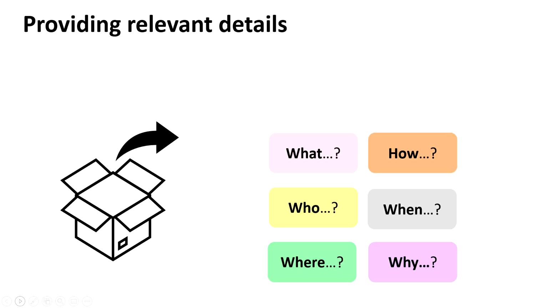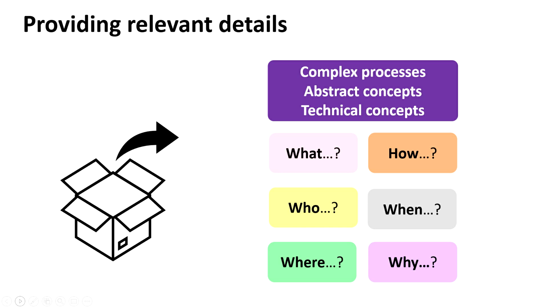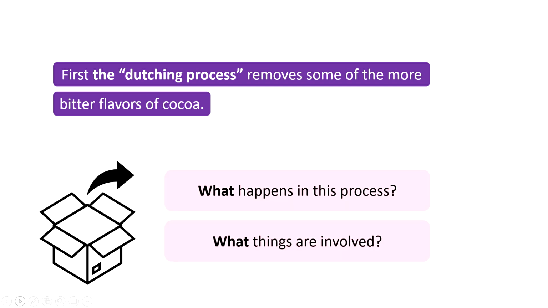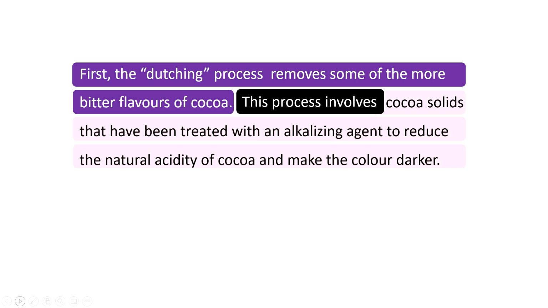Three common things to unpack are complex processes, abstract and/or technical concepts related to your specialised research field. For example, something complex like the Dutching process can be unpacked by adding details about what happens and what's involved. Here, details explain what this complex process actually involves.